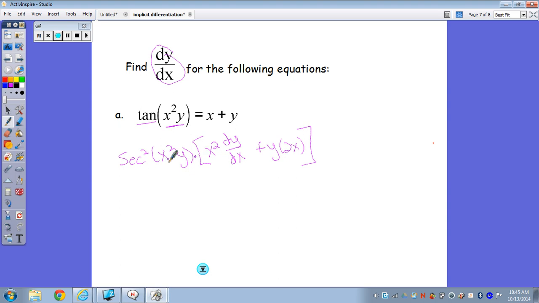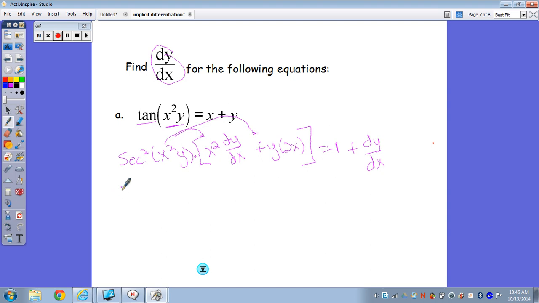Again, that secant squared of x squared y is all multiplied by that. And then I'm going to do the derivative of the other side, which is 1 plus the derivative of y, which is dy dx. Okay, so this one's a little bit more complicated. We have to get all the dy dx's on the same side. So I could divide by secant squared, but then I have it over here and it's with the dy dx. So I need to be able to separate these two things. So what I'm going to do is distribute the secant squared so that I get it multiplied by both of these.